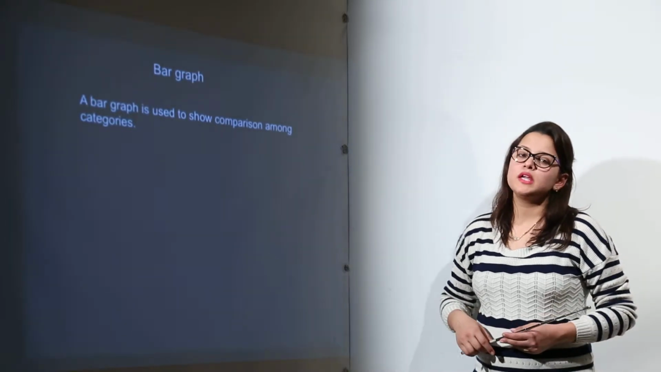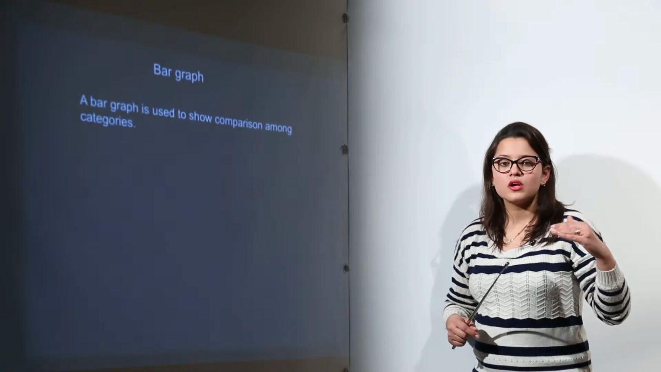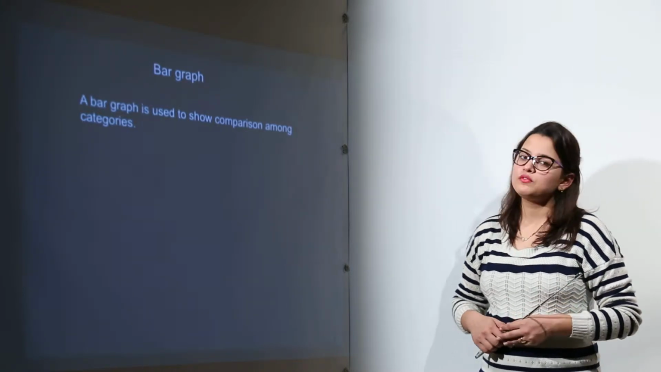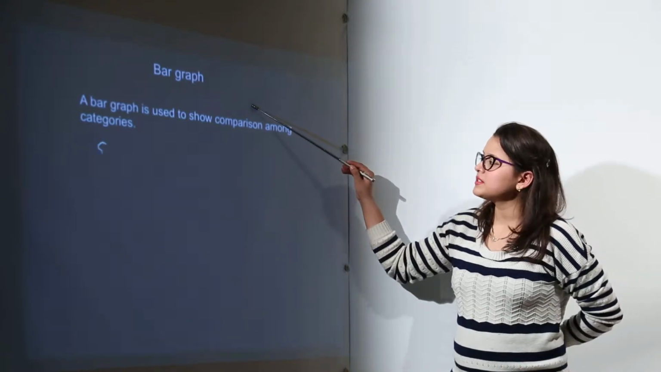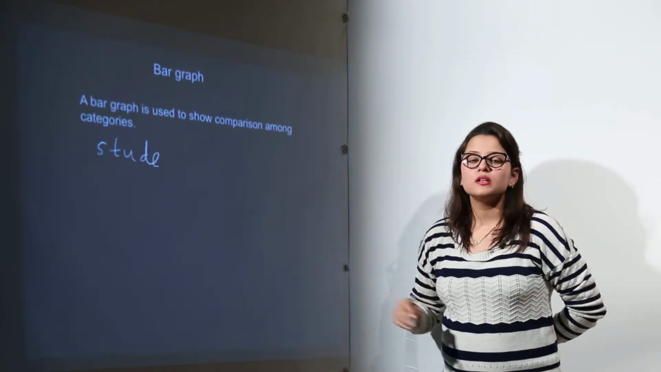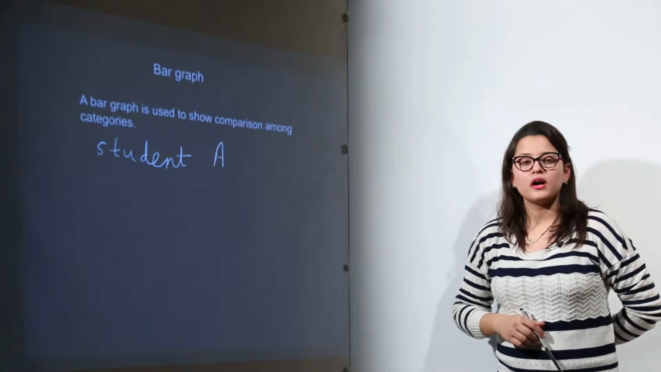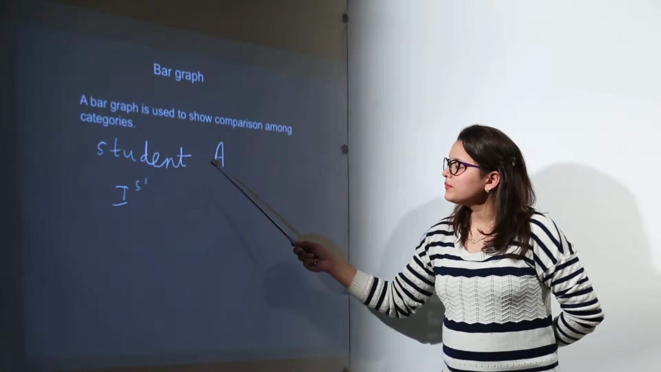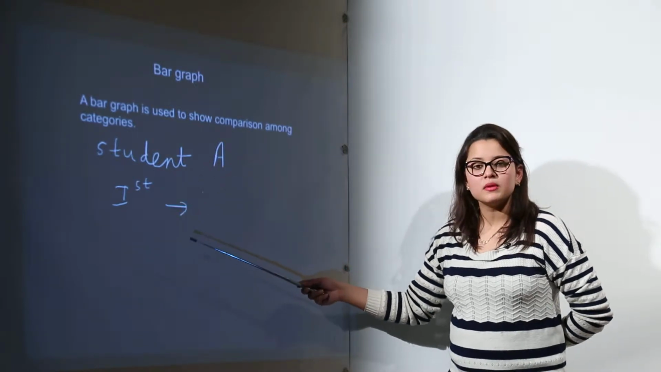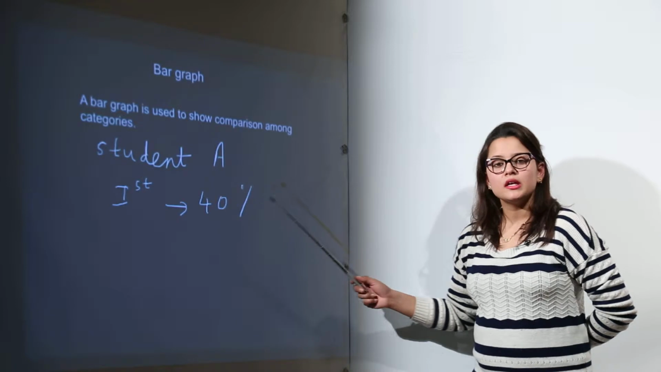Categories could be anything, like you can compare marks of different subjects, right? For that we use the graph representation, that is the bar graph representation. Now I am taking up an example to show you how bar graphs are made. For that I have taken student A, whose first term marks, second term marks and third term marks will be given to me.